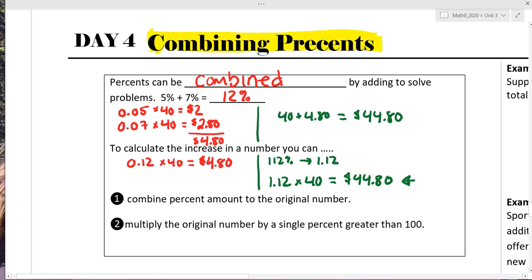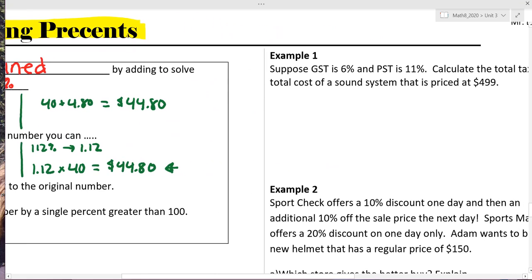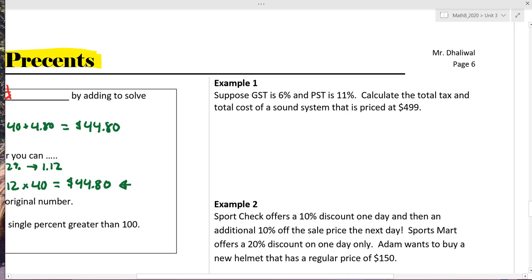Okay. So, I'm going to have you guys do example 1. So, you're going to buy a stereo system for $500 or $499. And the tax, the GST in this province that you're purchasing it at is 6%, and the PST is 11%. So the question is, what is the total tax, and how much do you pay altogether for this stereo system?